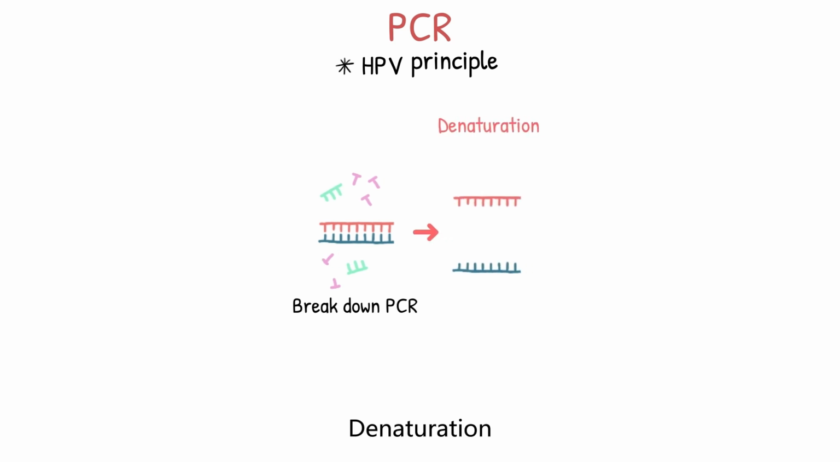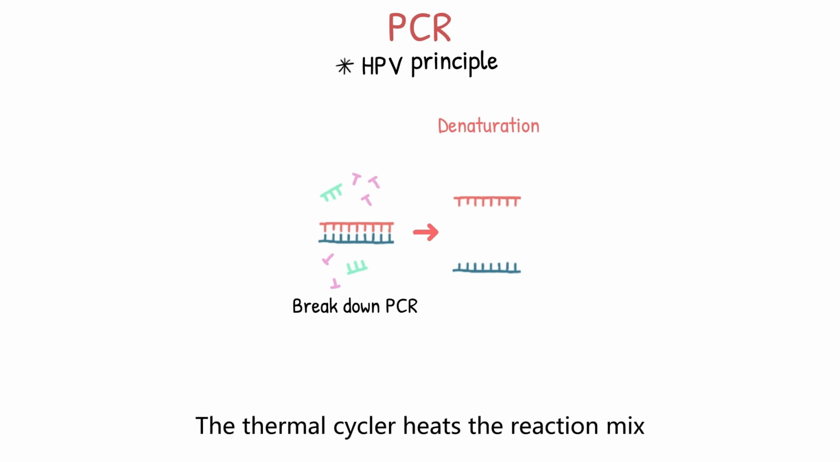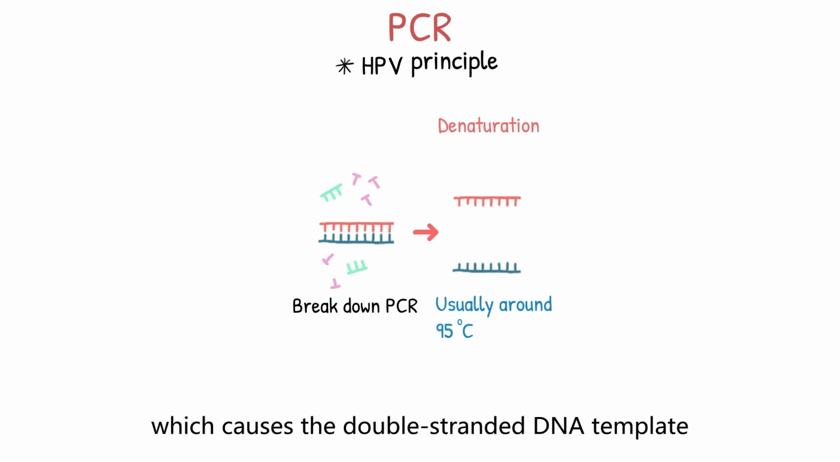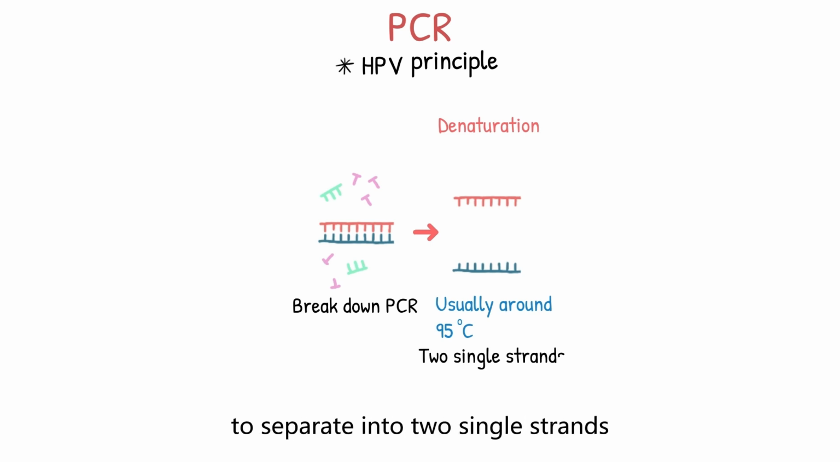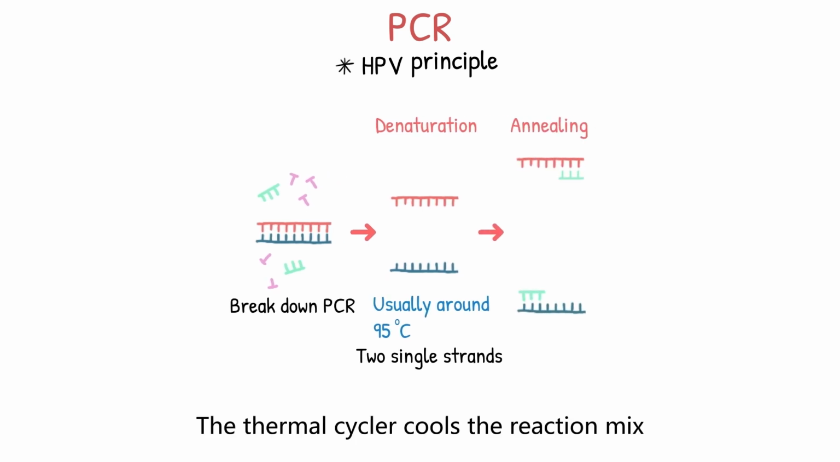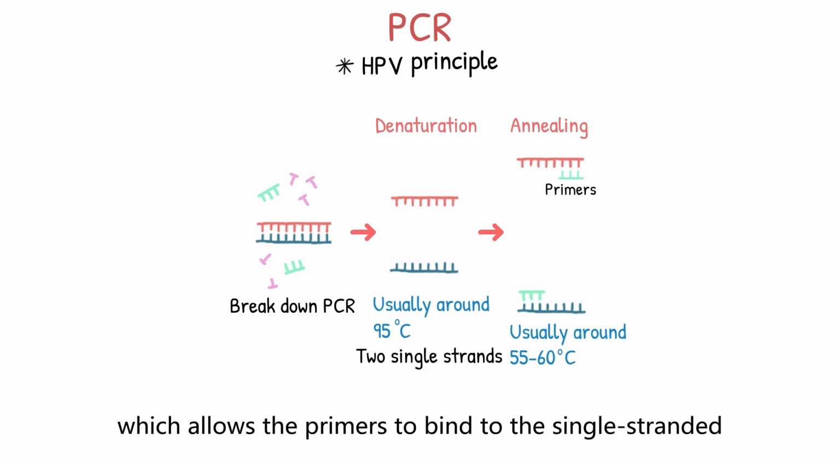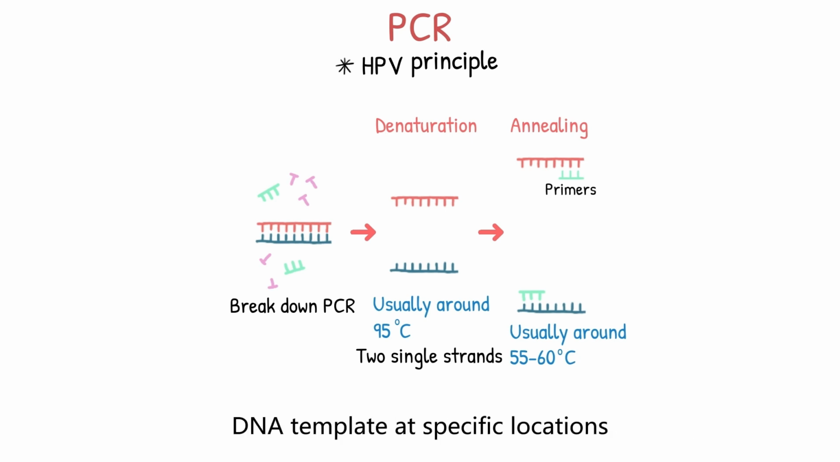One is denaturation. The thermal cycler heats the reaction mix to a high temperature, usually around 95 degrees Celsius, which causes the double-stranded DNA template to separate into two single strands. Second is annealing. The thermocycler cools the reaction mix to a lower temperature, usually around 55 to 60 degrees Celsius, which allows the primers to bind to the single-stranded DNA template at specific locations.